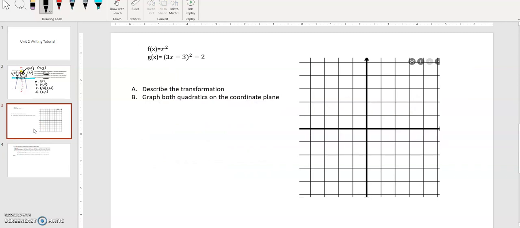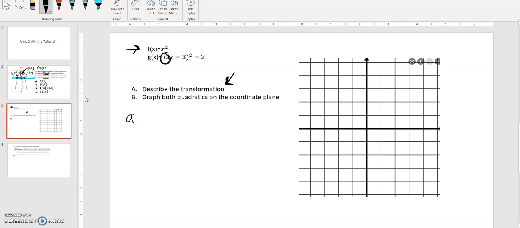Okay, this is going to help you with number 2 of your graphing, of your Unit 2 writing assignment. The first thing is to describe the transformation. So this is our original parent function, x squared. What we're going to do is talk about, for part A, the different pieces that are different.